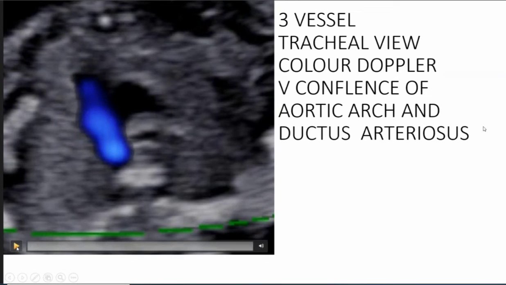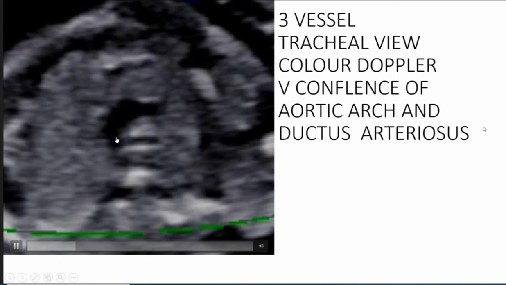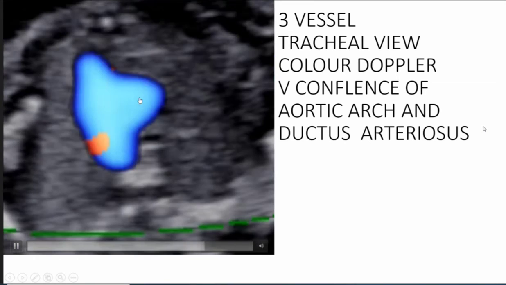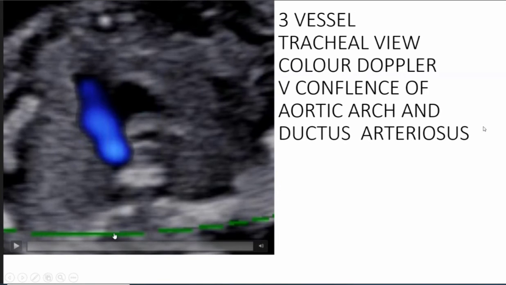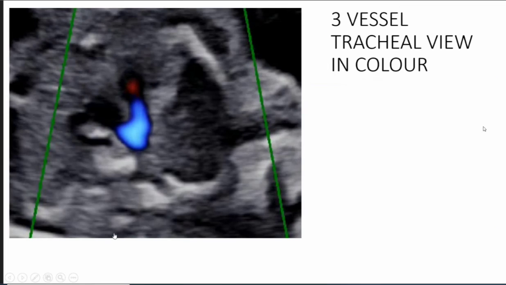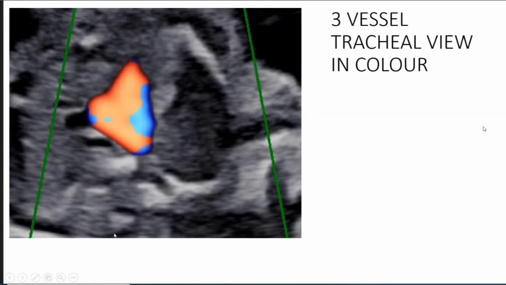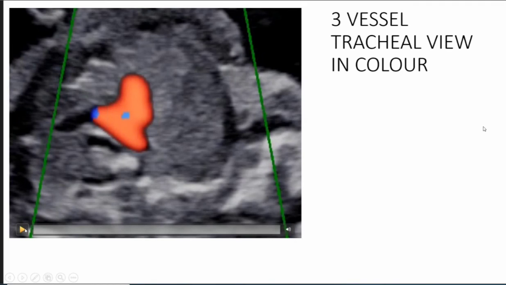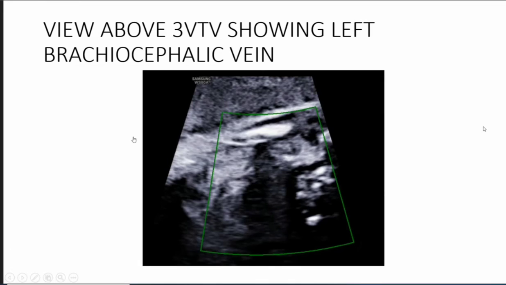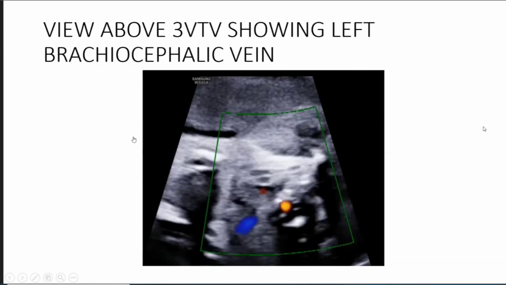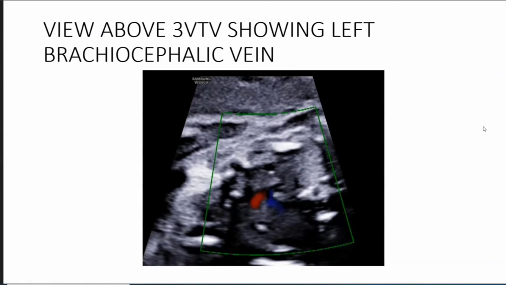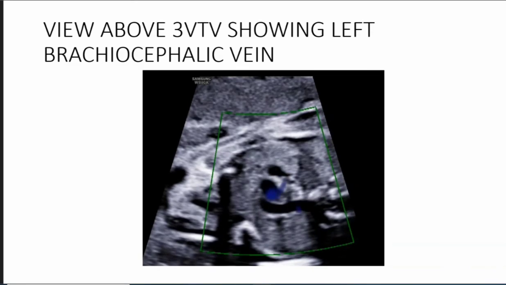Now, when we apply color on a 3 vessel tracheal view, this is the ductus arteriosus. This is the arch of aorta, and both should have the same color, either red or blue. So now this is another 3 vessel tracheal view. This is ductus arteriosus, this is arch of aorta, and that is the V confluence, and both of them have the same color. There should be no reversal of color in any of these vessels.